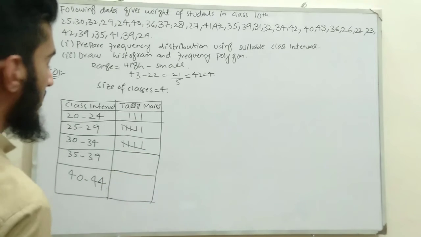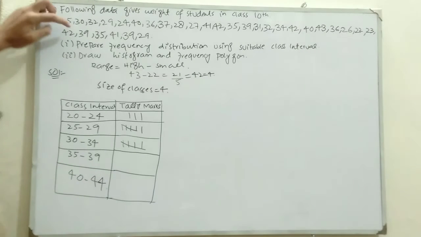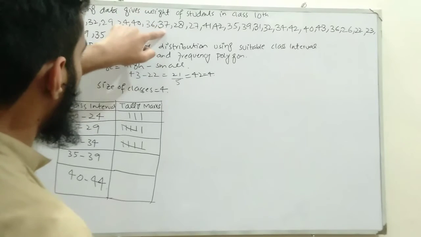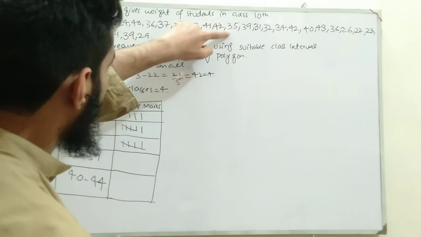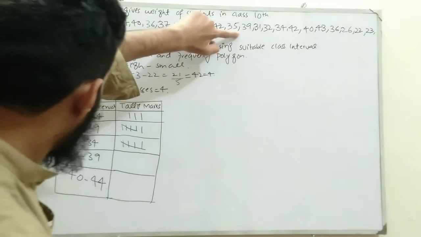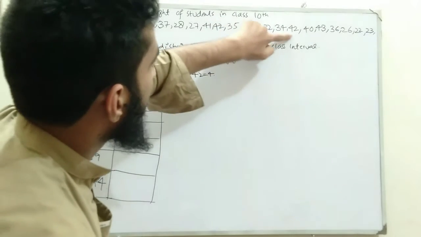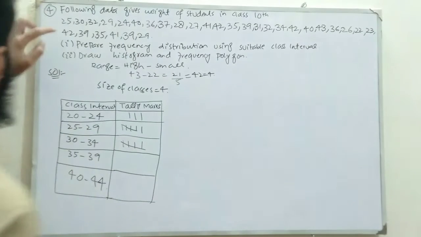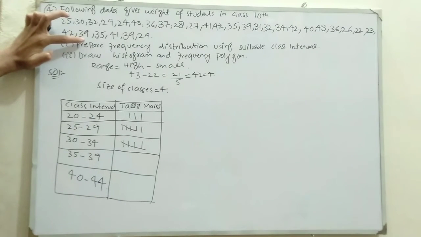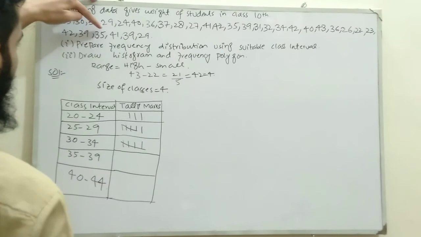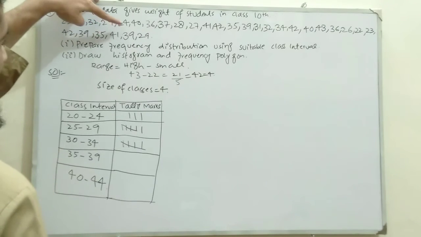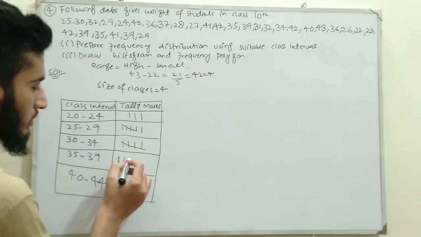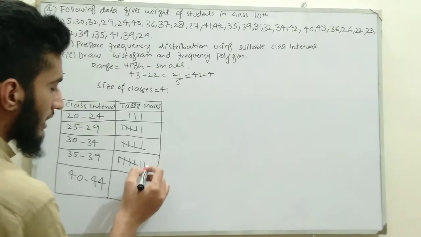After this I will count the numbers in between 35 and 39. So 35 to 39: 36, 37, these are 2, and the third, 35 is the third one, 39 is the fourth, 36 is the fifth one, 39 is the sixth one, 35 is the seventh one, and 39 is the eighth one. So here we have 8 tally marks: 1, 2, 3, 4, 5, 6, 7, and 8.